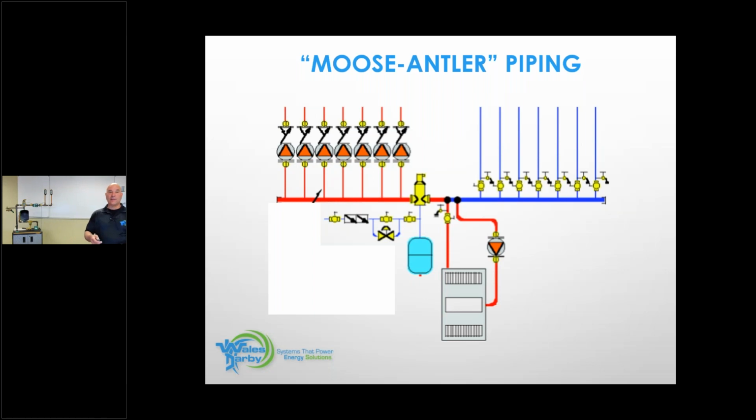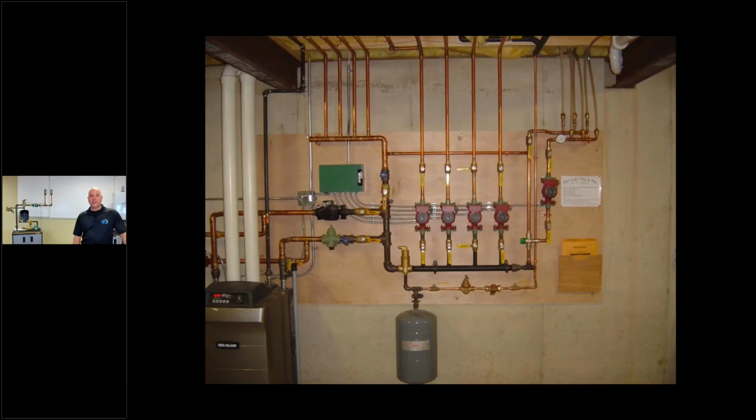So yes, moose antlers can be primary, secondary. Here's our boiler. Here's our 2 closely spaced T's. Here's our supply, our return moose antler. Here's our supply moose antler. Okay, so that can happen. Is that primary, secondary? Yes. Okay, yes it is.